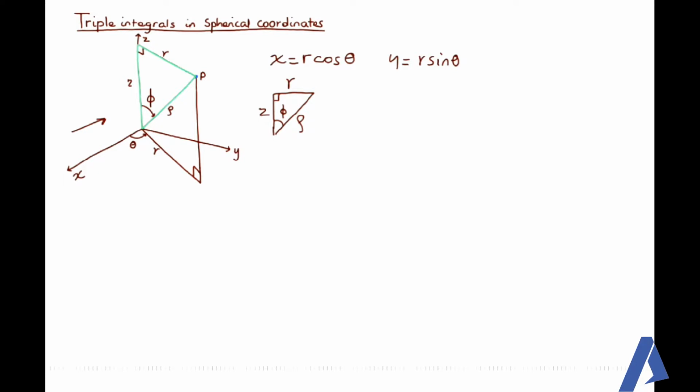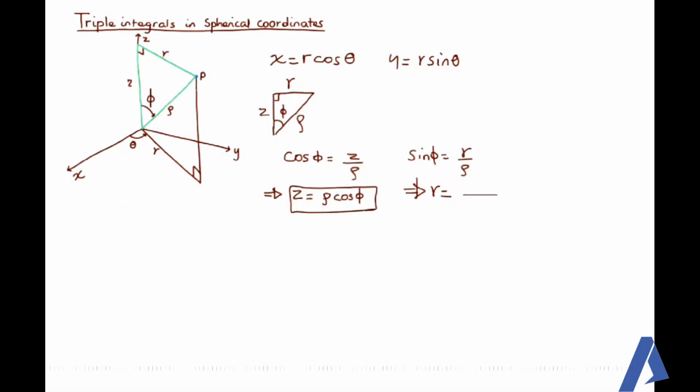If we take cosine of phi, which is adjacent over hypotenuse, z over rho ይሰጠናል. Then this will give us the z component in terms of rho and phi, which is rho times cosine phi. ከዛ በመቀጠል ደግሞ we take sin phi, which is equal to r over rho. This implies that r is equal to rho sin phi.